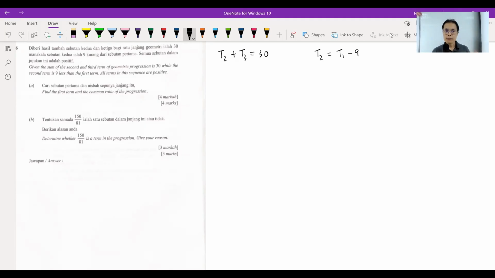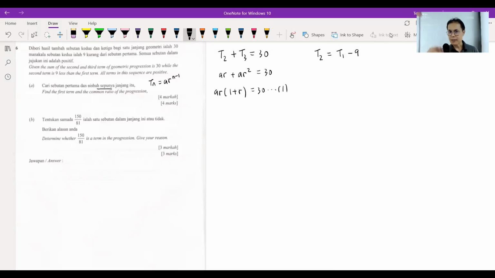So here we're going to form 2 equations and solve them simultaneously because we need to find sebutan pertama dan nisbah sepunya. Nisbah sepunya is your common ratio. So your T2 is ar, your T3 is ar squared. Remember, Tn is ar to the n minus 1. The result is 30. Okay, we can factorize this, take out a, take out r, 1 plus r. This will be the first equation.